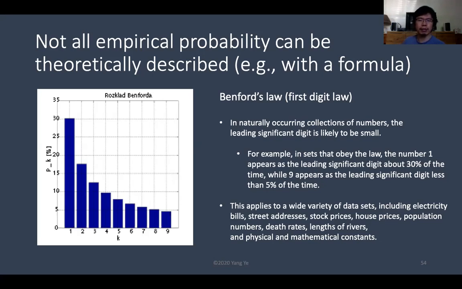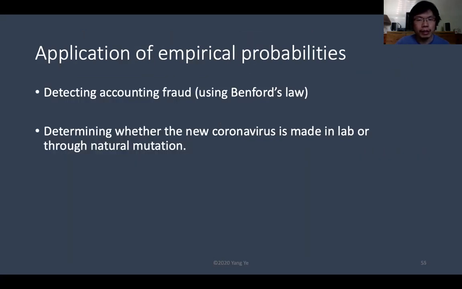And this applies to a wide range of data sets: electricity bills, street addresses, stock prices, house prices, population numbers, death rates, length of rivers, and even physical and mathematical constants. And nobody can really explain why this is the case. There's no theory to explain this. But this empirical probability, once you have established it, can be quite useful because we have a probability distribution here. And one common use of this is detecting accounting fraud.